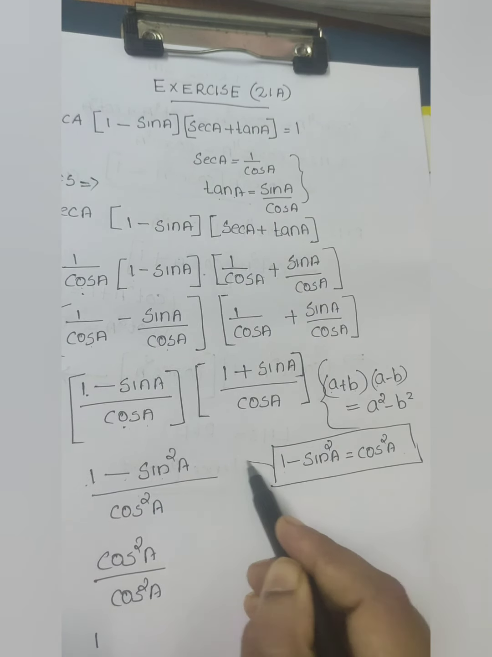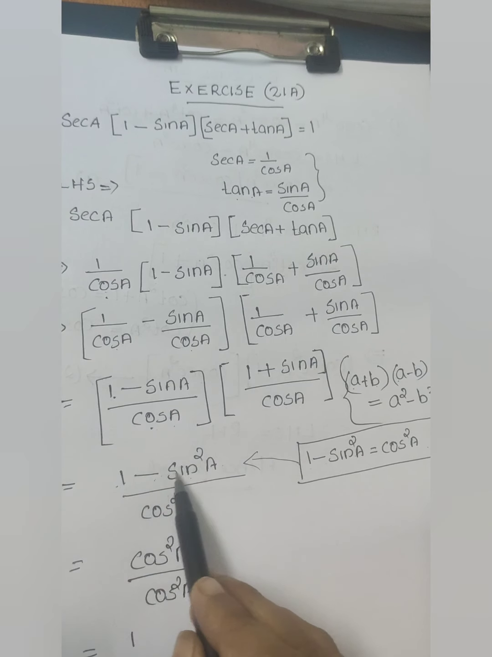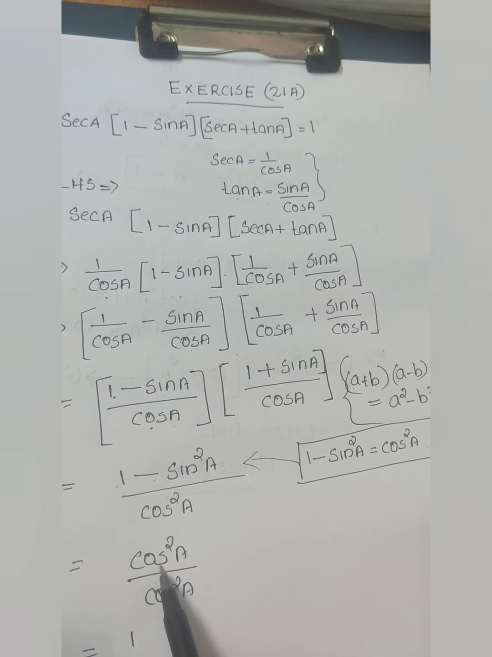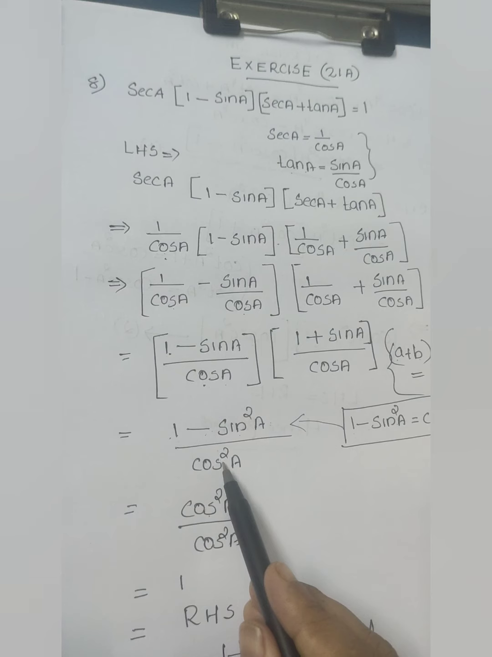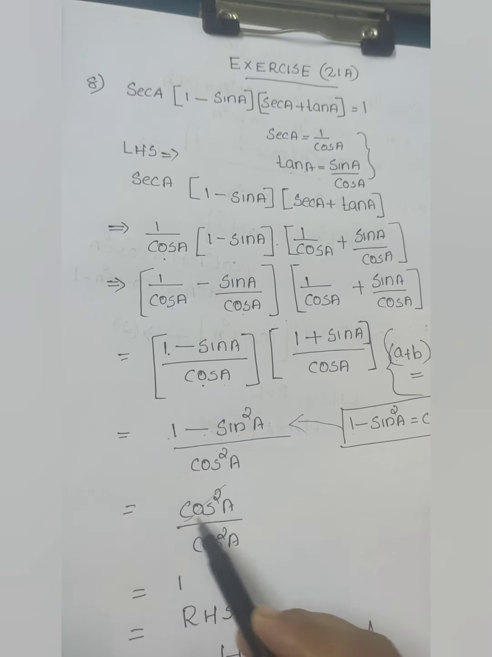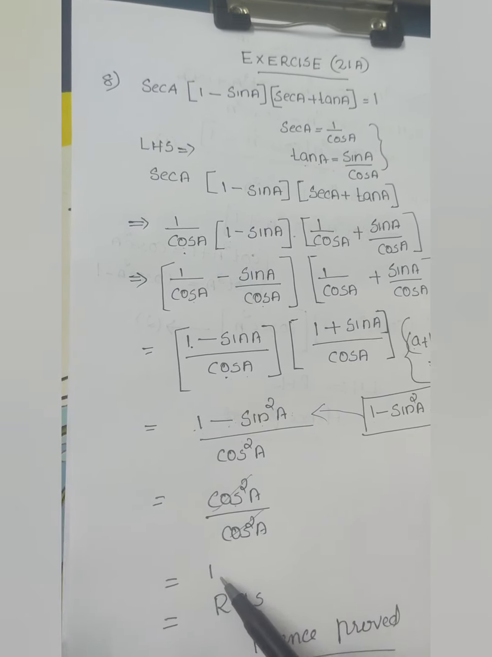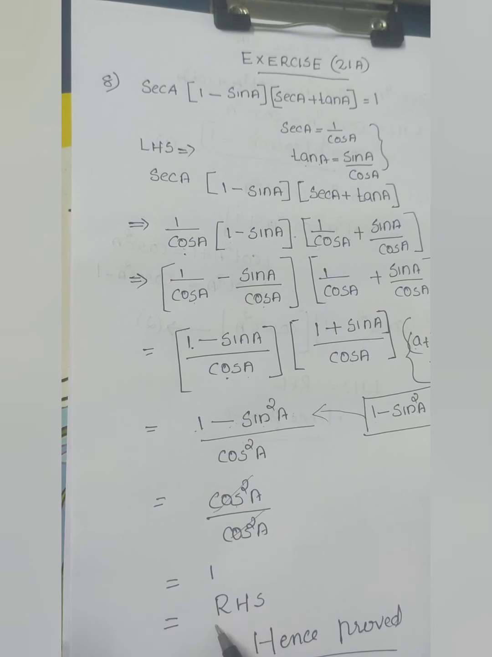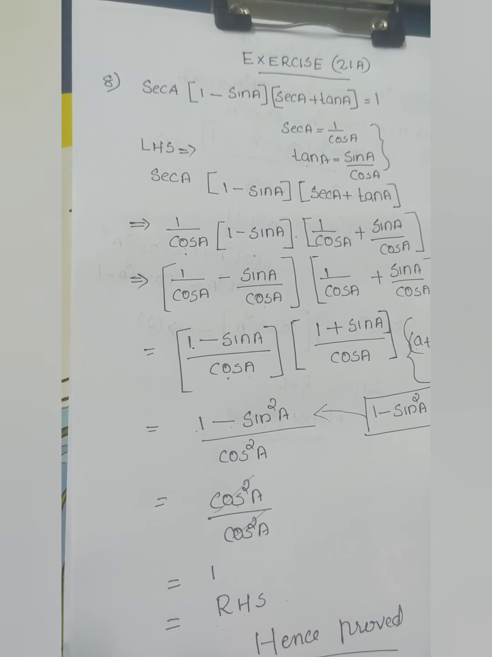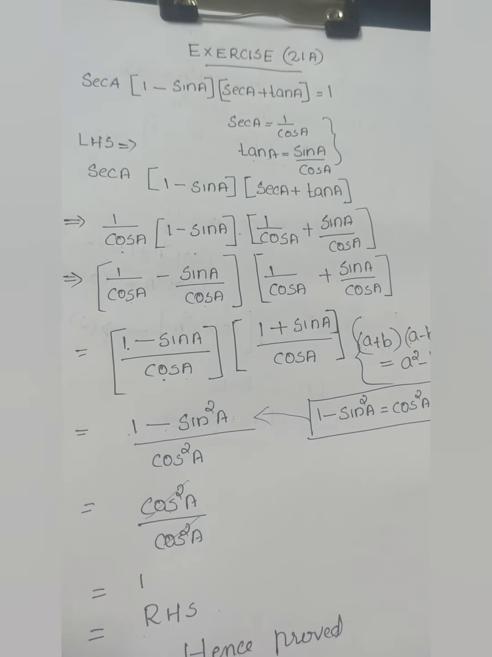Now we can substitute this value here. Then 1 minus sine square a will become cos square a, and the denominator is cos square a. Then cos square a gets cancelled. We will get the value as 1, which is equal to our RHS, hence proved.